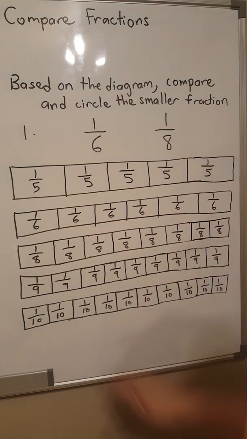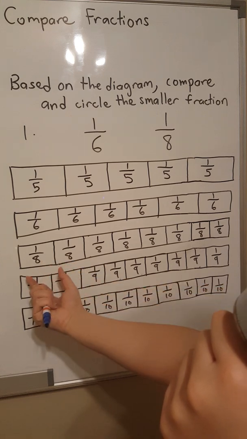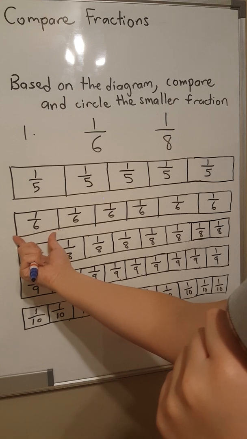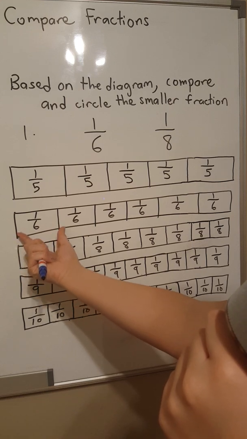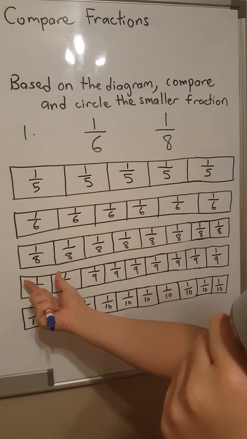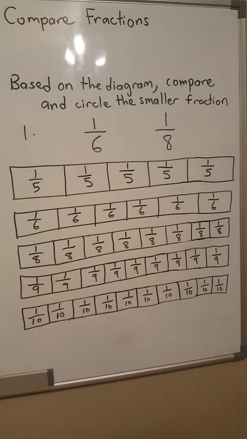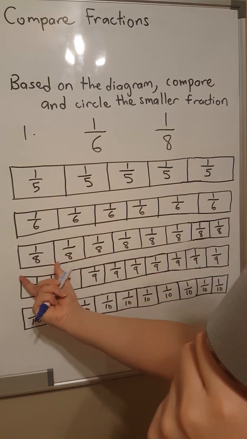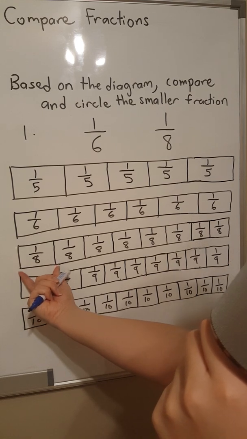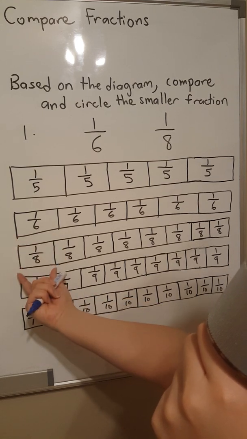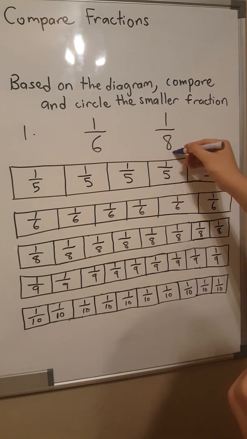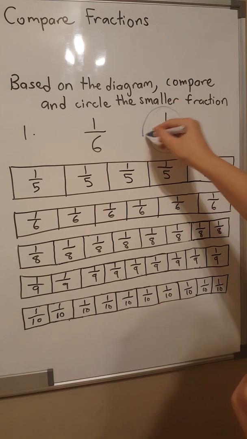Clearly, we can see that 1 over 8 has a smaller width compared to 1 over 6, which is a bigger and larger width. So 1 over 8 is clearly the smaller fraction because it has a smaller width compared to 1 over 6. So the smaller fraction is 1 over 8. This one.